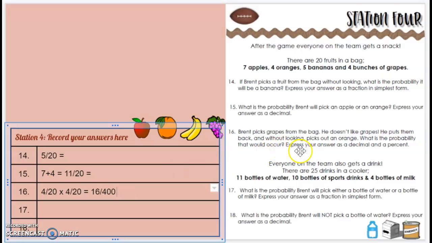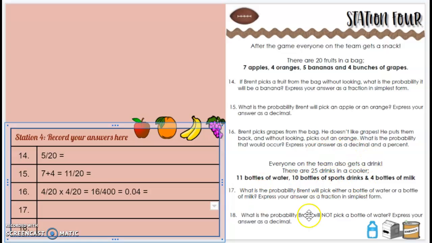All right, so we need to go ahead and express this answer as a decimal, then a percent. So you're going to divide 16 divided by 400. That's going to equal 0.04. I'm going to have you figure out what that does to turn into a percent.